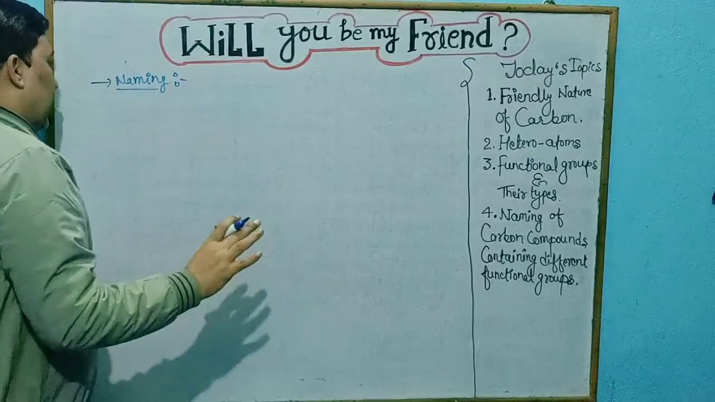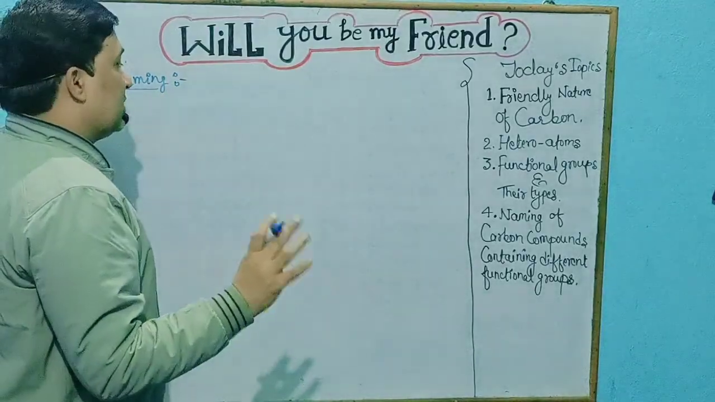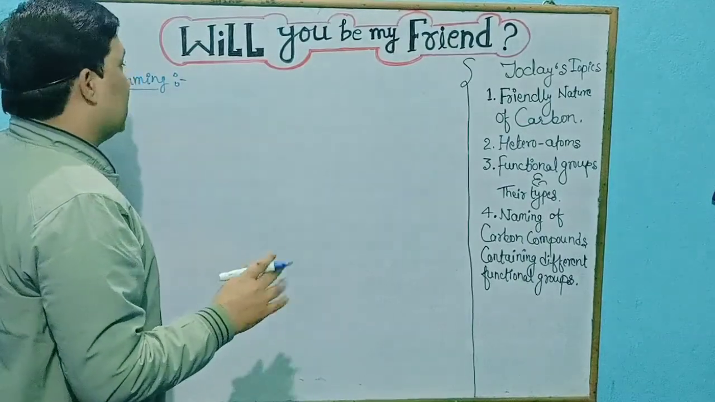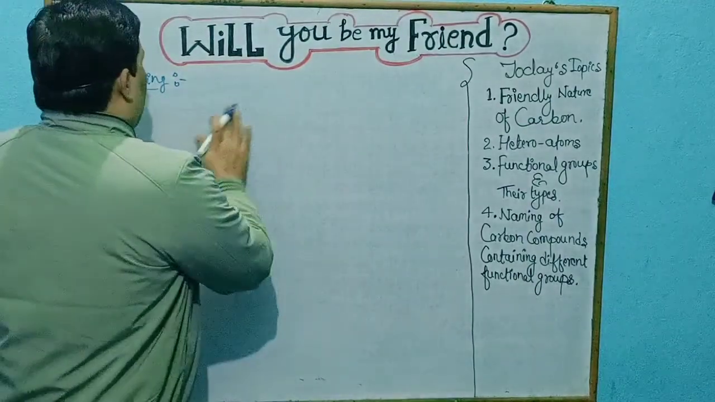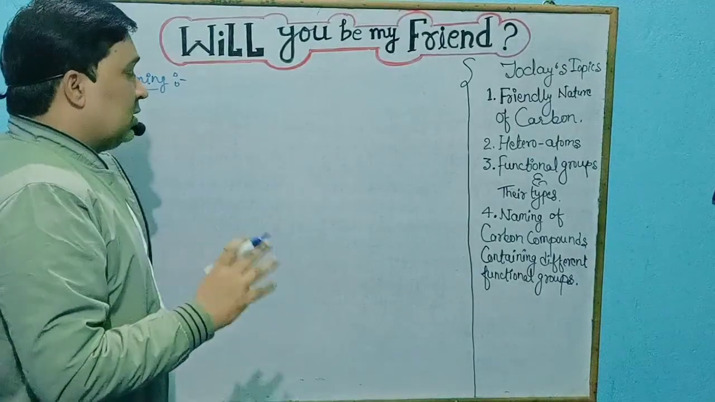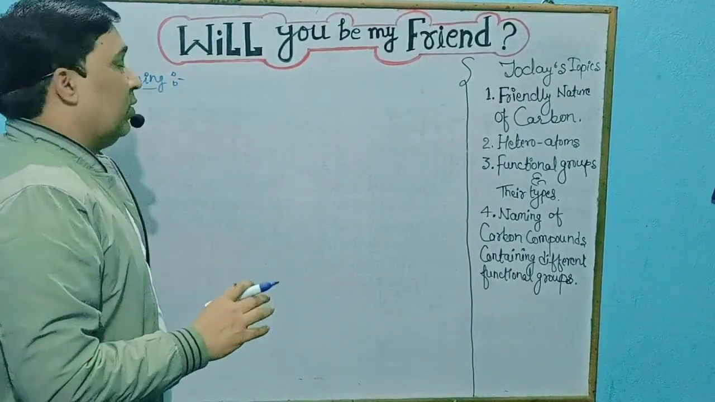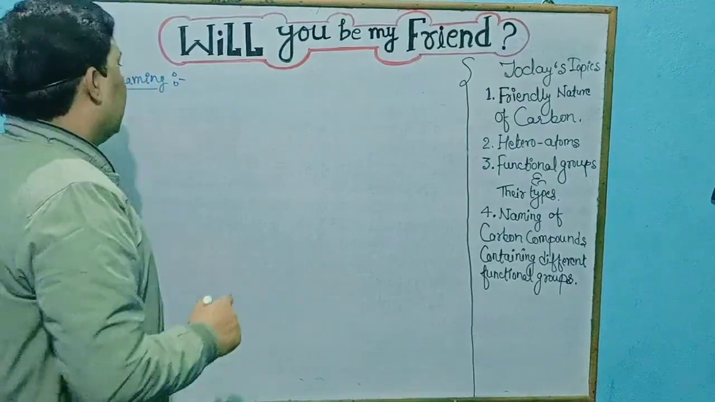We are not discussing IUPAC naming here, right? We are just discussing a general method of naming the hydrocarbons containing a functional group. These are named by using a prefix and a suitable suffix, right? We will see the methods of how we can name them.